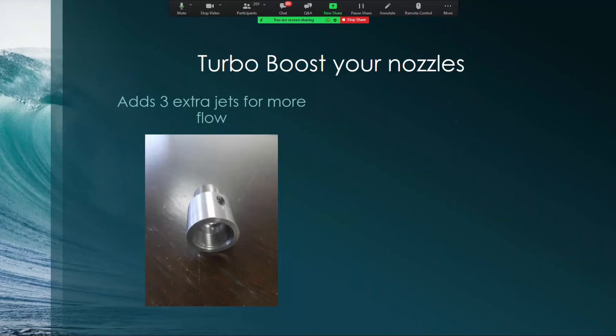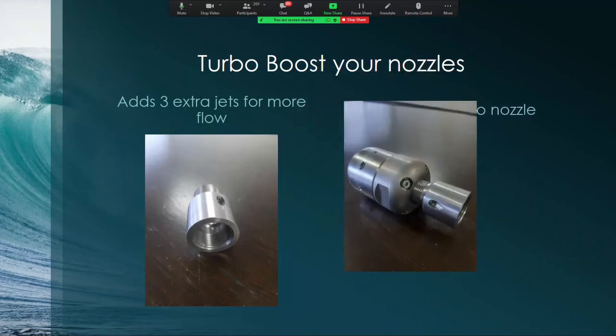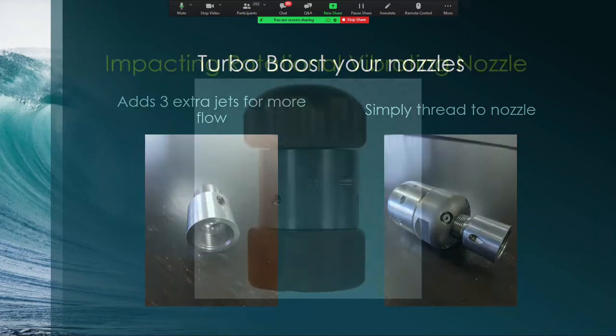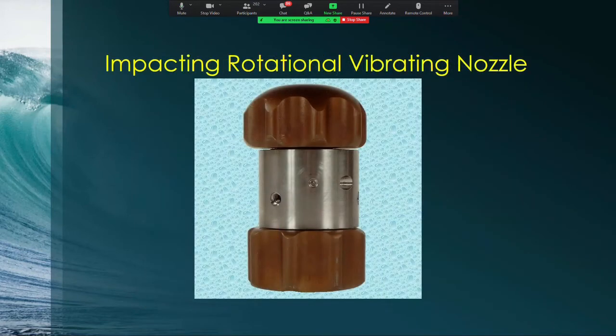It actually threads into the back of the nozzle, adds 3 jets back there. Depending how I configure it, I can add 15, 16, 17 gallons of more water. So when I need that extra flow to help carry material, because before we talked about pressure scours and cleans, flow carries material. When I need that extra flow, I just screw this in the back of the nozzle, do the job I have to do, take it off, put it back in the toolbox, and go back to the lean and mean nozzle.